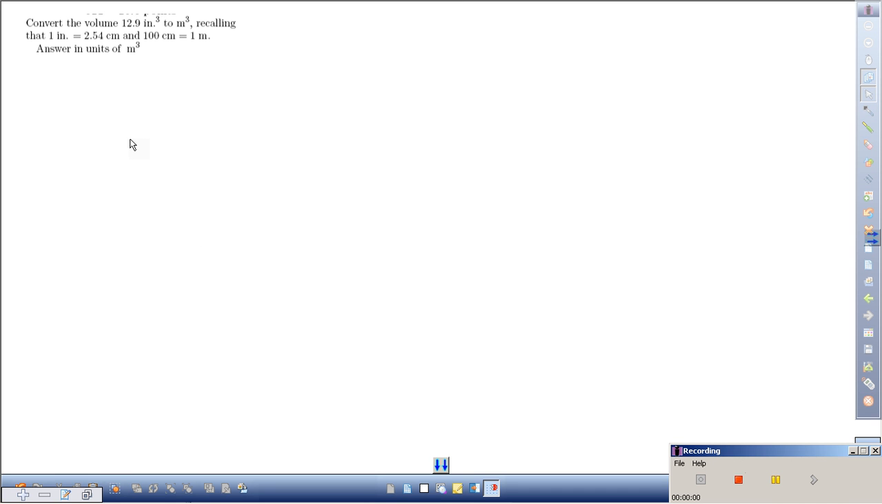This is homework number 2, question number 11. This one's tricky. This one asks you to convert the volume 12.9 cubic inches, that's inches cubed, to meters cubed, recalling that 1 inch is 2.54 centimeters and 100 centimeters equals 1 meter. Answer in units of meters cubed. Now what makes this tricky is that cubed right there.